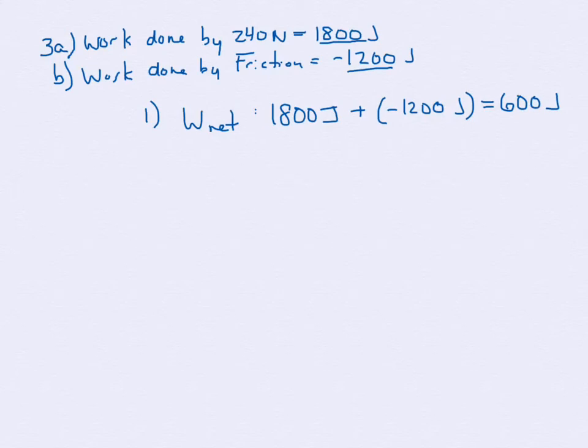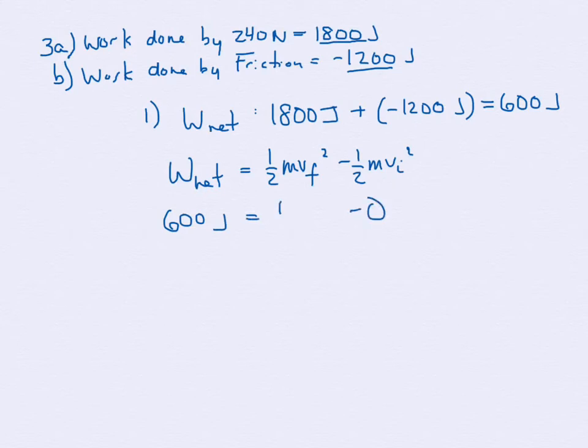And if you look at the work energy theorem, the net work is equal to 1/2 m vf squared minus 1/2 m vi squared. The net work was 600 joules. The initial kinetic energy was 0, so that means the 1/2 m vf squared, or the final kinetic energy, is equal to 600 joules. So that's your answer for number 1.